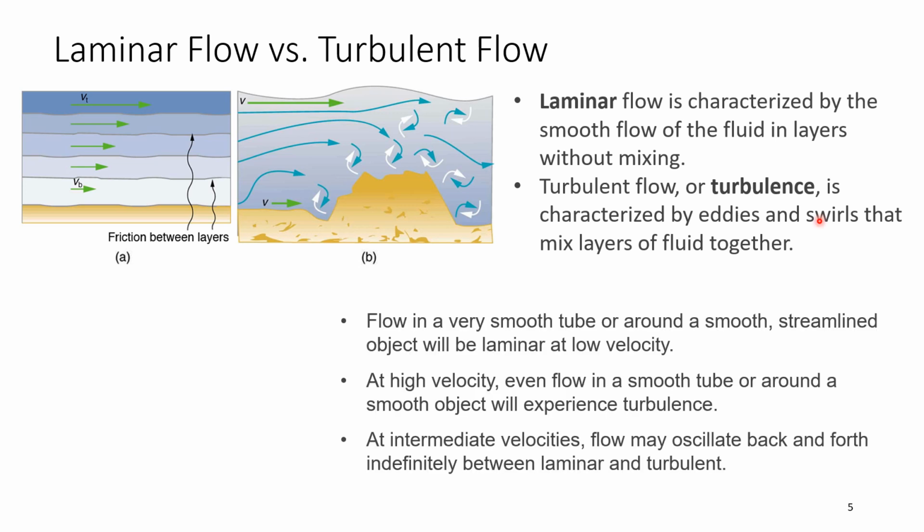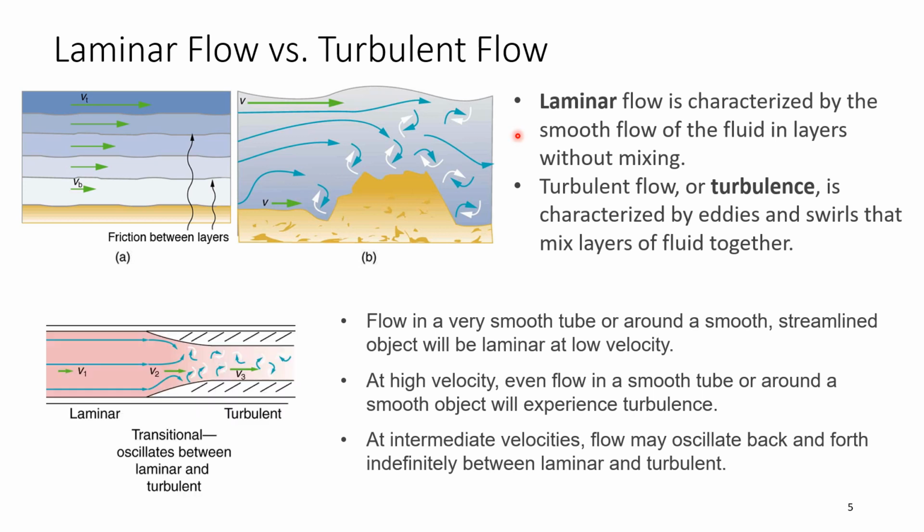Sometimes we can predict if flow will be laminar or turbulent. We know that flow in a very smooth tube or around a smooth, streamlined object will be laminar at low velocity. We also know that at high velocity, even flow in a smooth tube or around a smooth object will experience turbulence. However, at intermediate velocities, flow may oscillate back and forth indefinitely between laminar and turbulent.